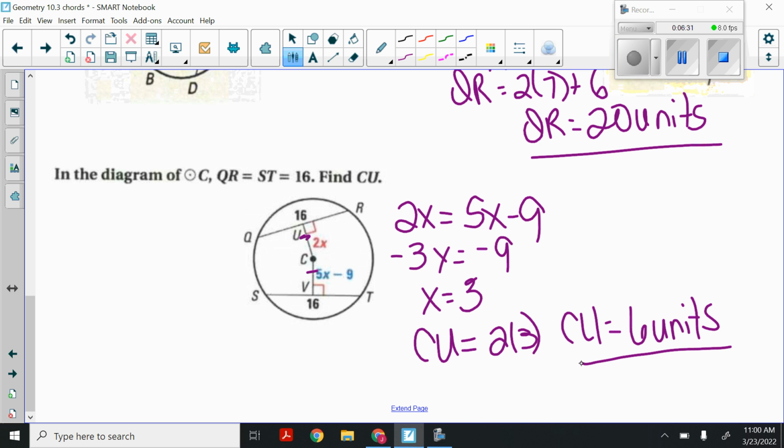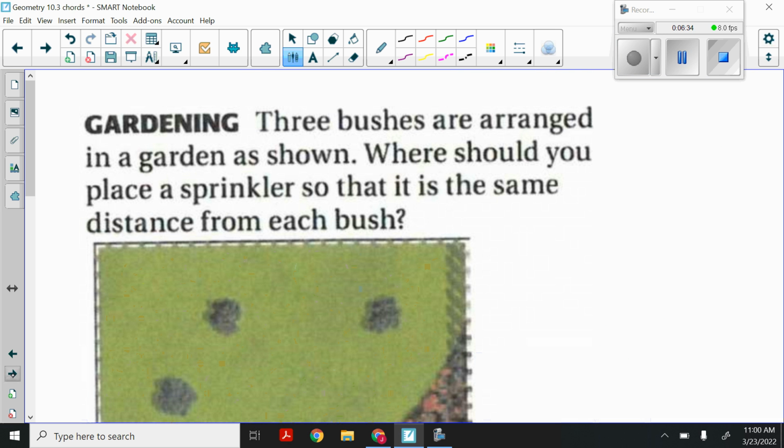All right, we've got one more page of notes for today. So on the last page, okay, it says these 3 bushes are arranged in a garden as shown. Where should you place a sprinkler so that it is the same distance from each bush? We want the sprinkler to basically be in the center of that circle. So we want to get a circle and we want to put the sprinkler in the center so that it's the same distance from all of those points.